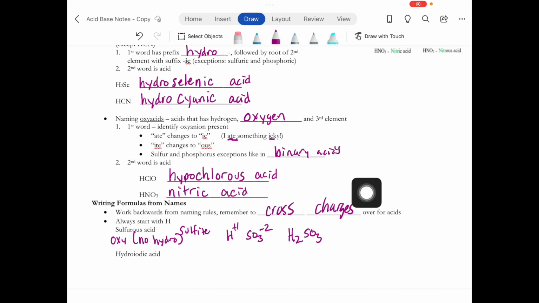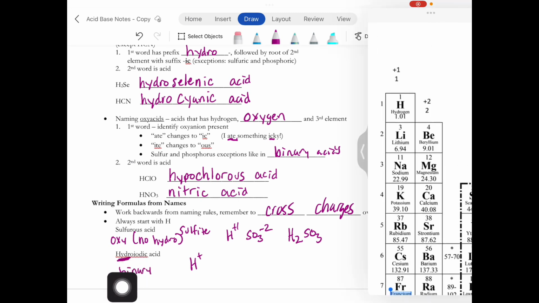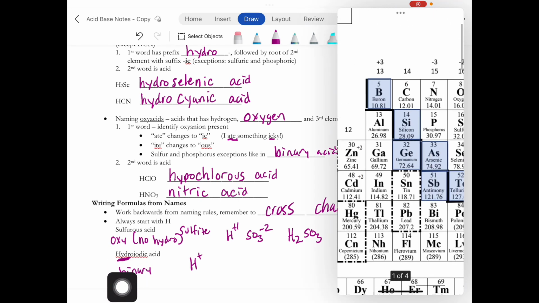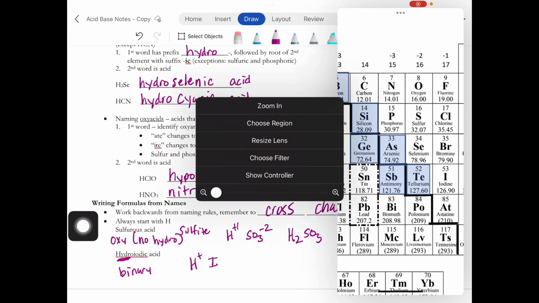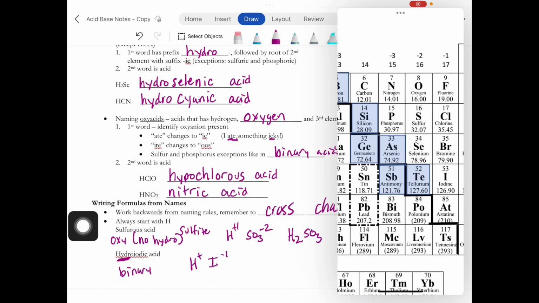For the last one, hydroiodic, because it has hydro, it's going to be binary, which means it's going to contain hydrogen and one other element. And so we have iodic. You've got to look at your nonmetals and figure out what that's going to be. That's going to be iodine. And iodine is a -1. They're both 1s, so you don't have to cross over anything. So we just get HI.